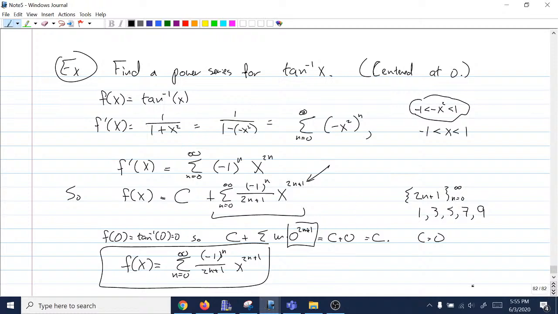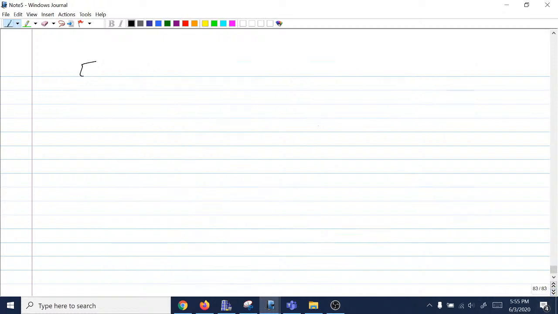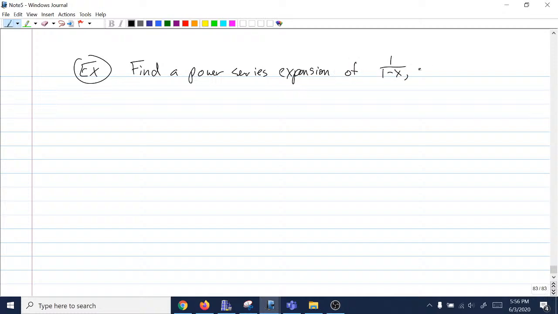Oh, I should do one more example where it's not centered at 0. Let's do our basic one, but centered at a weird point. Find a power series expansion of 1 over 1 minus x, centered at x equals 10. If I'm centered at x equals 10, then I'm thinking about a sum of x minus 10 to the powers. I'm thinking I want a 1 over 1 minus an x minus 10.